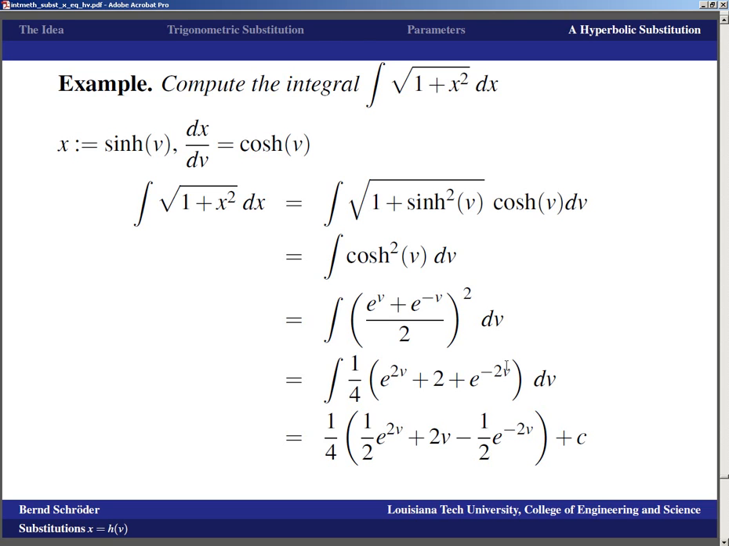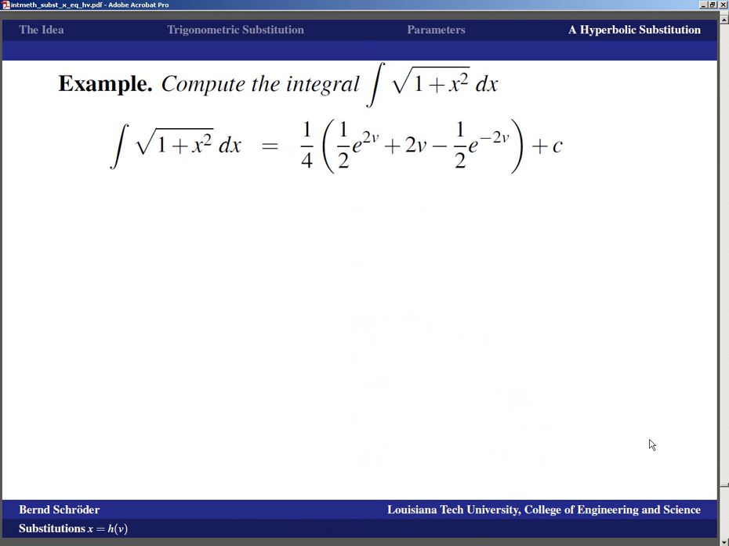The antiderivative of e to the negative 2v is negative 1/2 e to the negative 2v. Either check by differentiation or carry out the u substitution. We get a plus c at the end, as always. Now if you write that out, this is just 1/4 e to the 2v minus e to the negative 2v divided by 2. That combines the last term and the first term. We've got the plus 2v here.